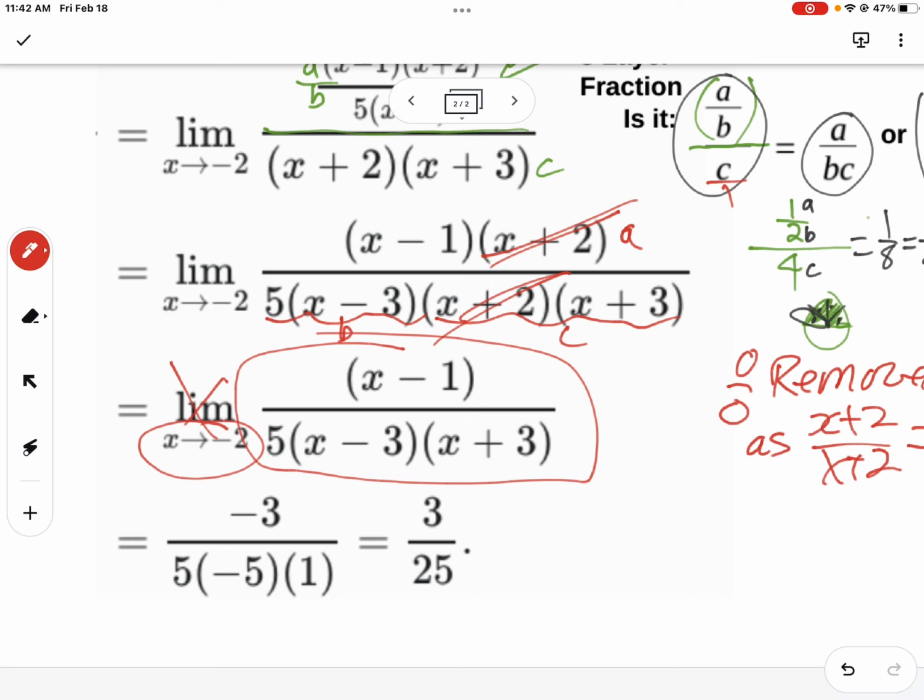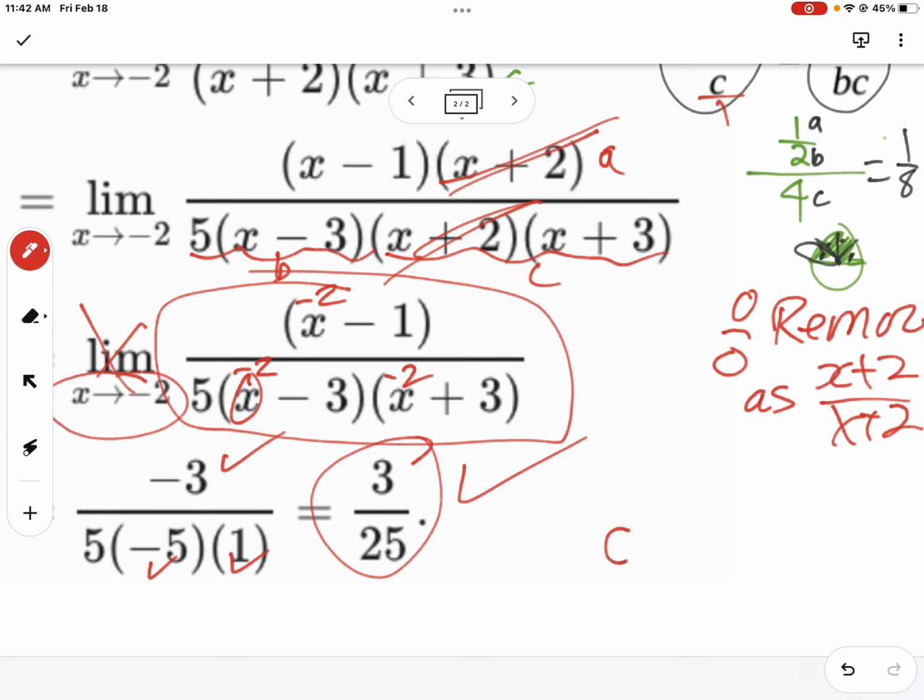And what I do is I replace this x with negative 2. Negative 2 minus 1 is negative 3. And then I can replace that x with negative 2. Negative 2 minus 3 is negative 5. I replace that x with negative 2. Negative 2 plus 3 is 1. Okay, and then I end up with, when I multiply it out, 3/25.